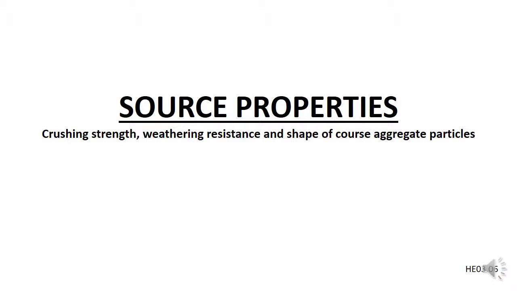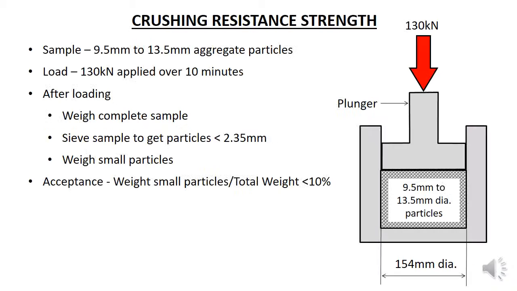In this video we will look at the source properties of aggregate, that is the properties of the rock that the aggregate is made out of. Each aggregate particle needs to be strong enough to support the load on it without crushing. The load that will crush the aggregate material is called its crushing strength.